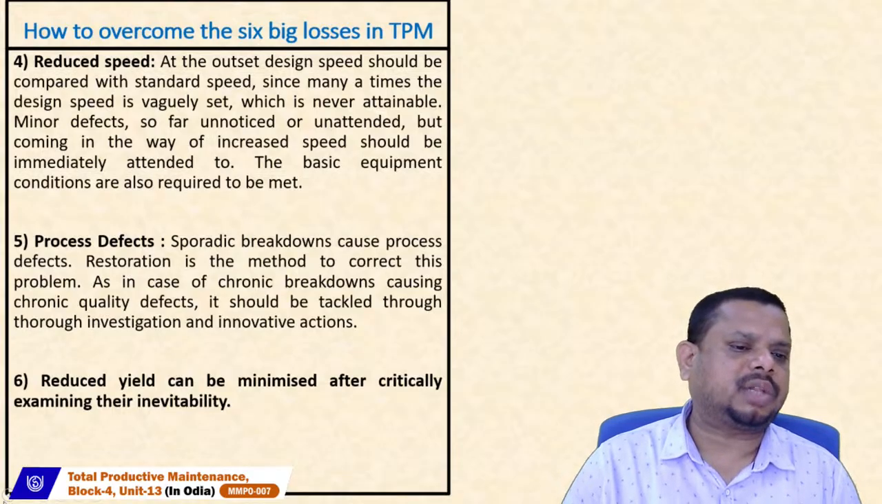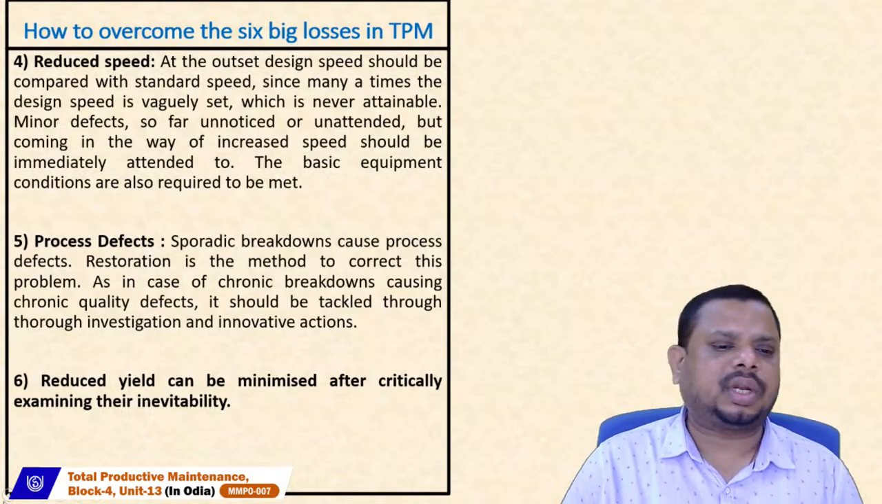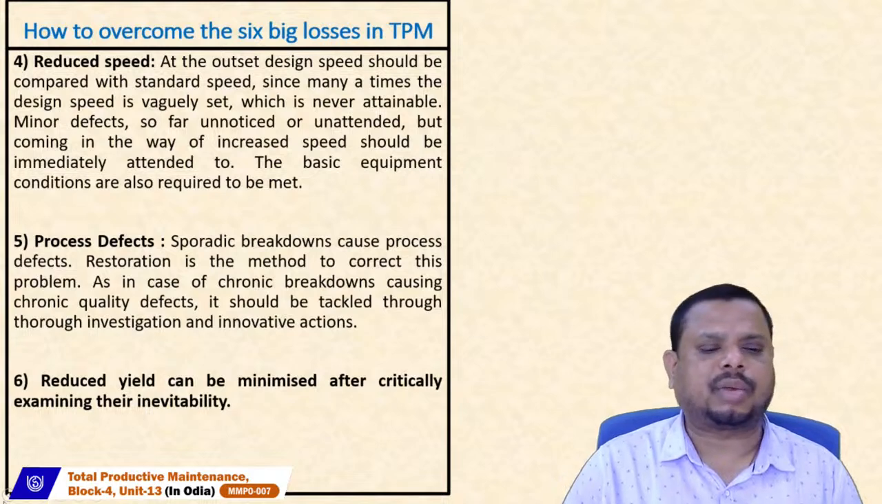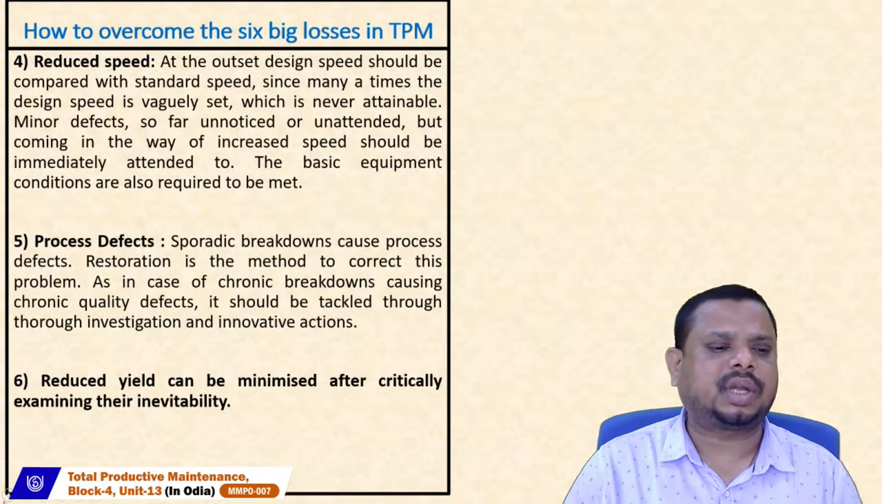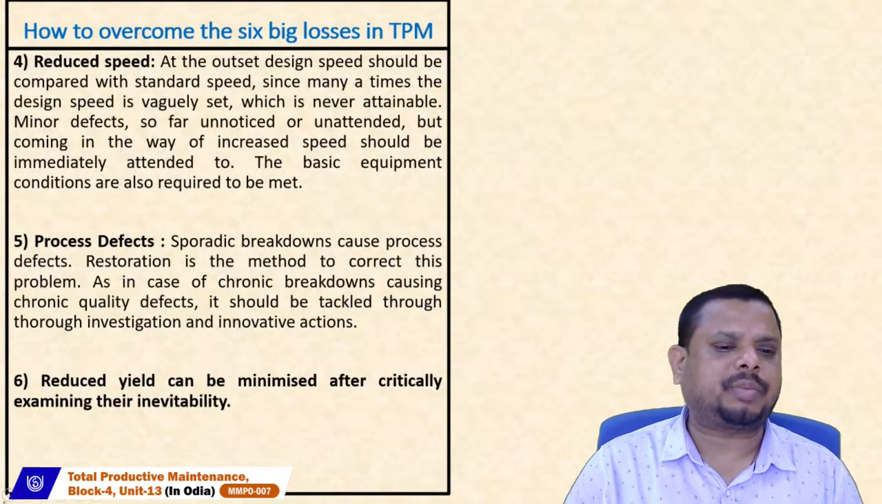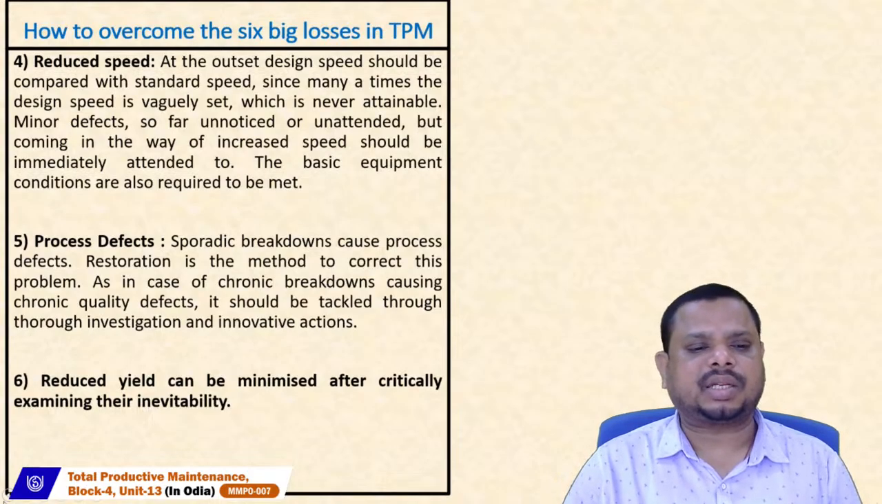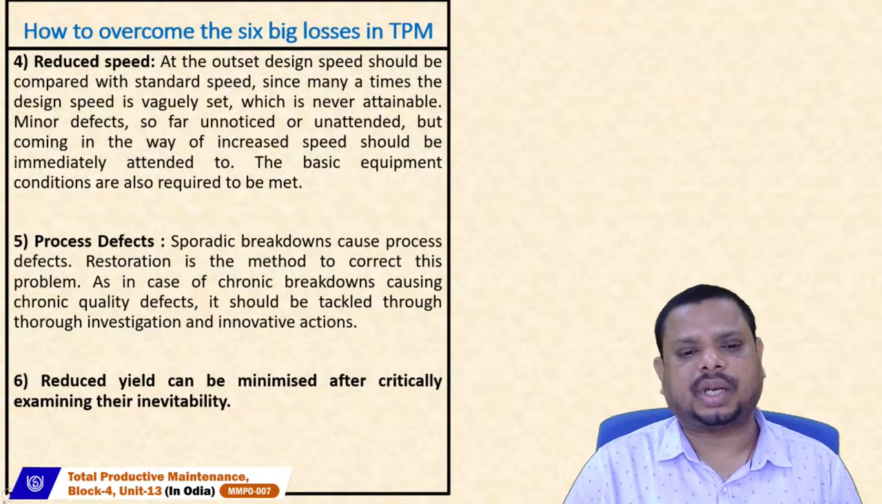The next one is process defects. As far as sporadic breakdowns that cause process defects are concerned, you have to immediately implement restoration, which is the method to correct these problems. If you find chronic breakdowns which cause quality defects, they should be taken through investigation and innovative actions. By combining the quality control department with the maintenance department, you can easily tackle the chronic breakdowns which directly affect quality defects.